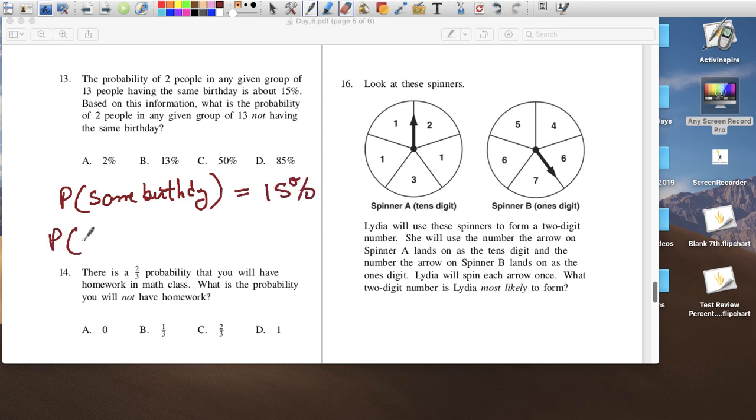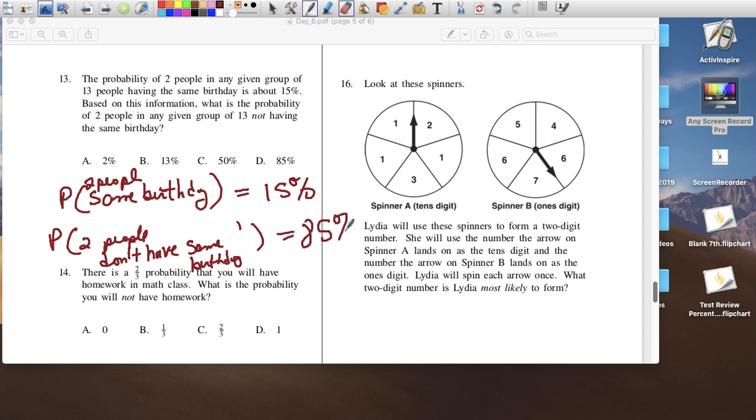The probability that 2 people, I forgot to write 2 people, have the same birthday, and the probability that 2 people don't have the same birthday, would be the complement, right? So I'm going to put an apostrophe here. I could have written 2 people same birthday with an apostrophe, which means not having the same birthday, which is obviously the difference. So it'd be 85%, right?